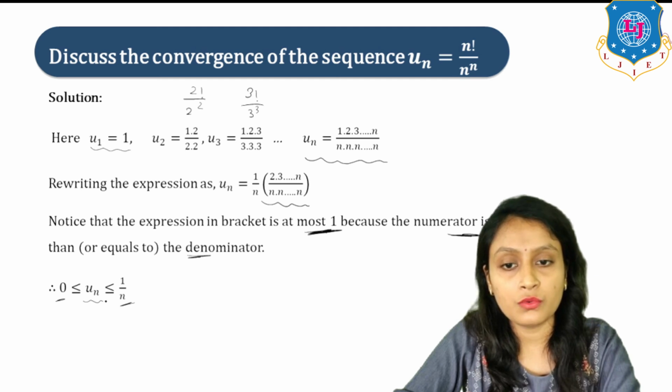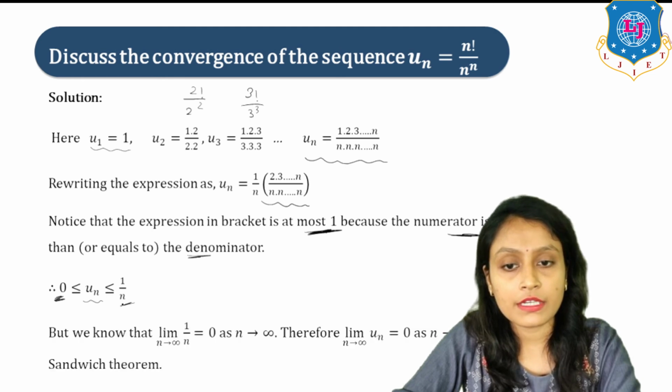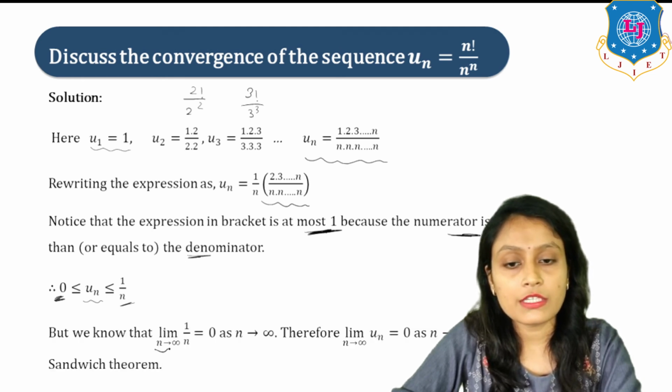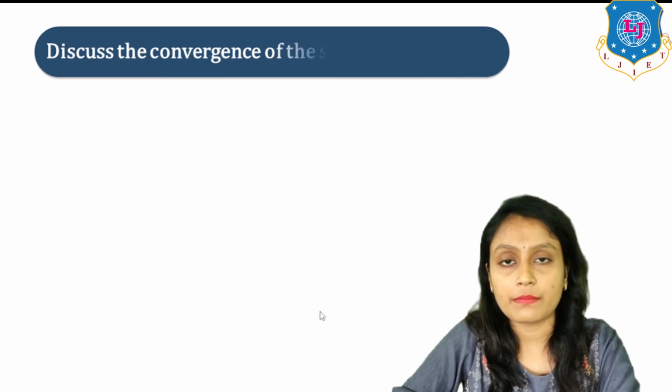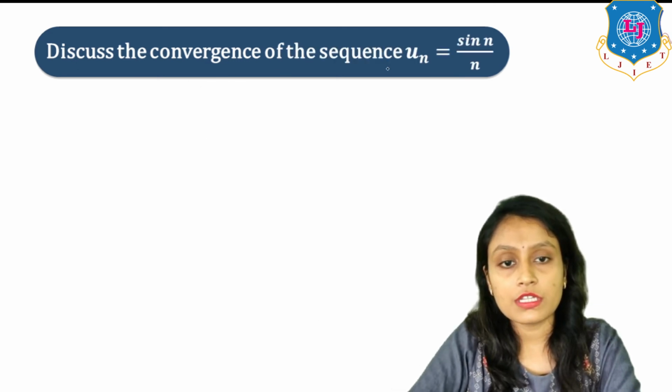Okay, so what we need to do is find this limit, which is already 0, and find this limit. Now we know that limit n tends to infinity, 1 upon n is equal to 0. So this limit tends to 0, and this is already 0. So by Sandwich theorem we can say that limit n tends to infinity un is also equal to 0. Okay, and this limit is 0, which means it is a finite number, so we can say that this sequence is convergent.